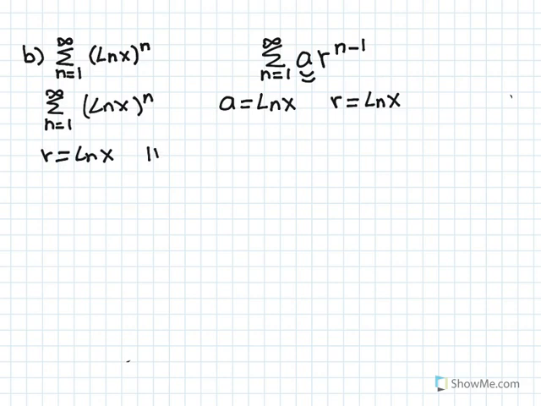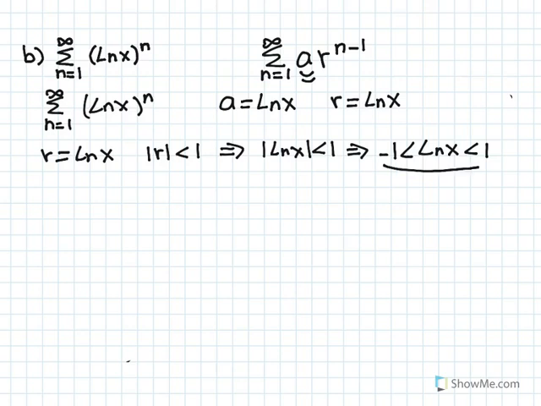We need the common ratio to be less than 1 in absolute value. That means the absolute value of log x should be less than 1. And that means log x should be less than 1 and larger than negative 1. We need to find the values of x that satisfy this inequality, because for these values of x, this geometric series will converge. So we have log x is less than 1 and larger than negative 1.